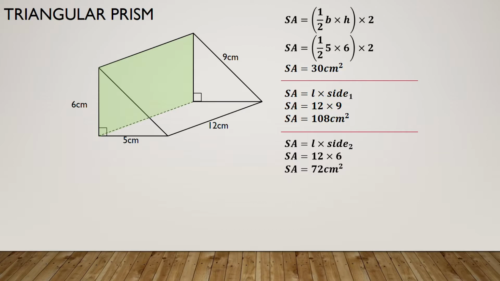Now I still need to work out that rectangle that's sitting at the bottom of that triangular prism. So if I do that, I'm basically going to say 5 times 12, so 12 times side 3 of the triangle, which will give me 60 centimeters squared.